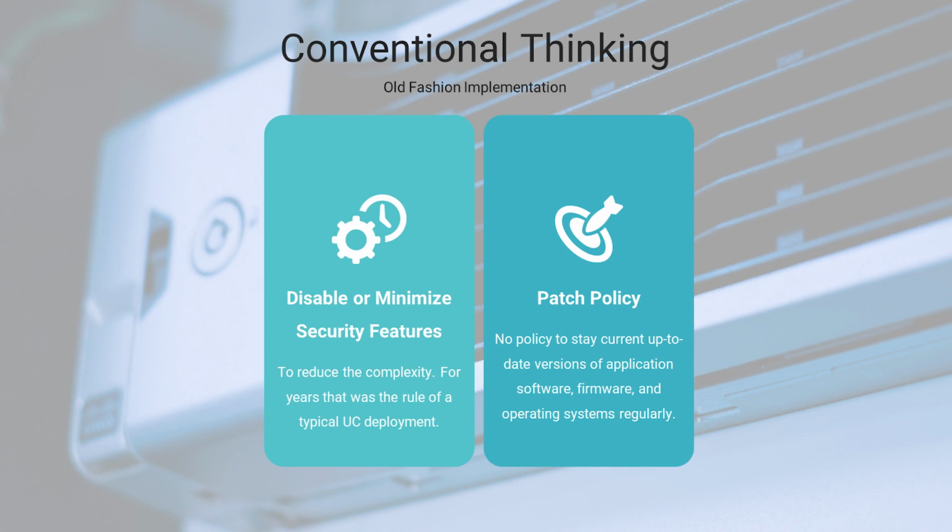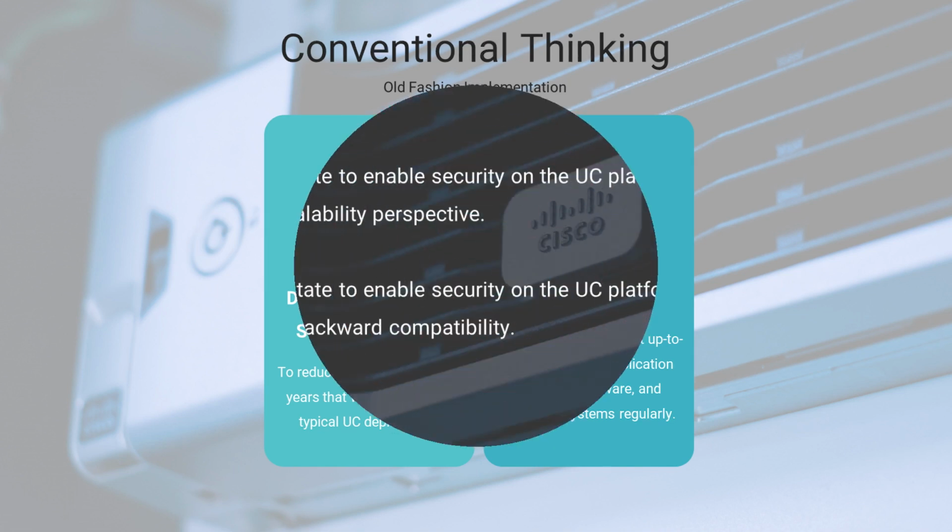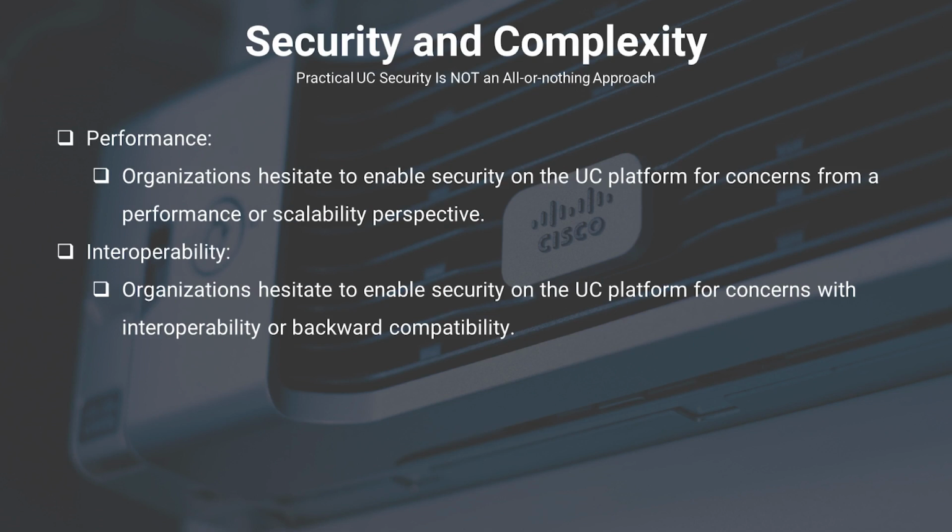Patch policy. Usually an organization does not have a policy to patch the Call Manager or apply the latest firmware on the phone. That needs to be applied and be part of your implementation. Your organization needs to have a patch policy. As soon as Cisco releases a new firmware, OS patch or driver, let's keep your system up to date. Practical UC security is not an all or nothing approach.